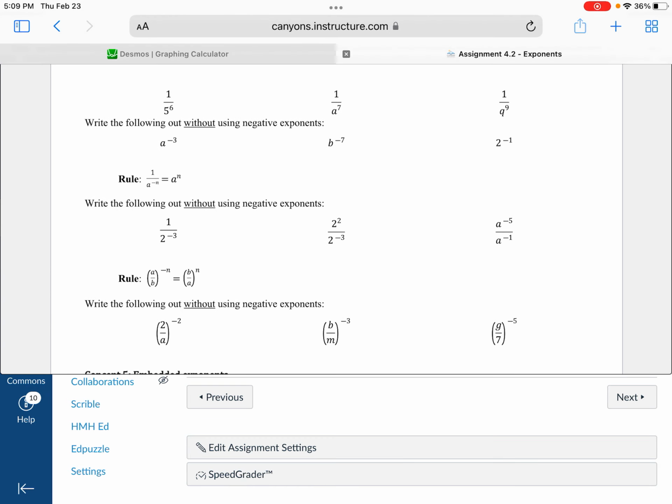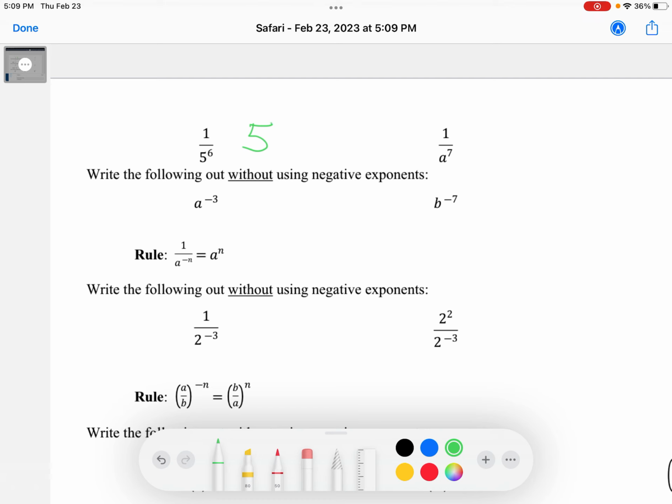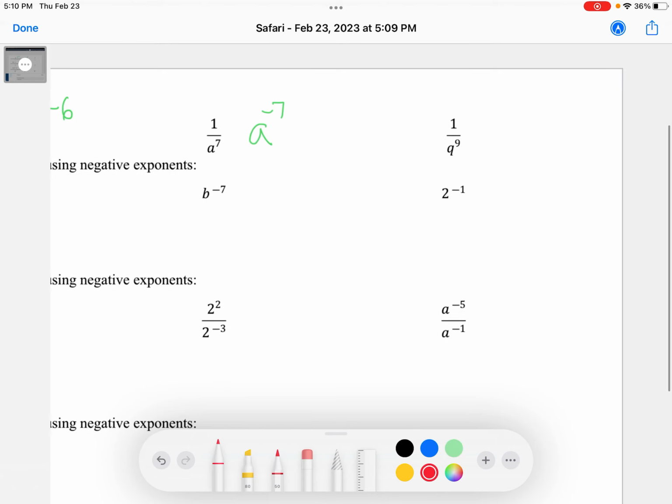Okay, so we're going to rewrite each of these with some negative exponents. So 1 over 5 to the 6 is the same thing as 5 to the negative 6. Okay, just follow this pattern. 1 over a to the 7th is a to the negative 7. So a positive exponent, if it's on the denominator, becomes a negative exponent. One last one here. This is going to be q to the negative 9.